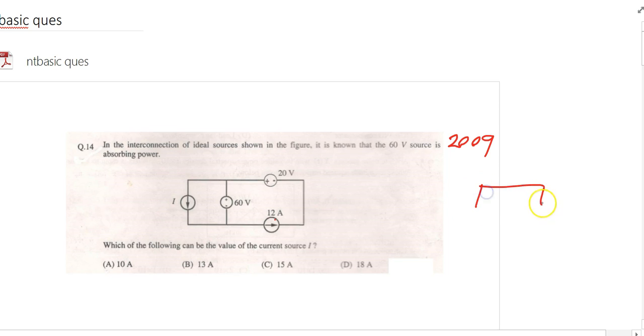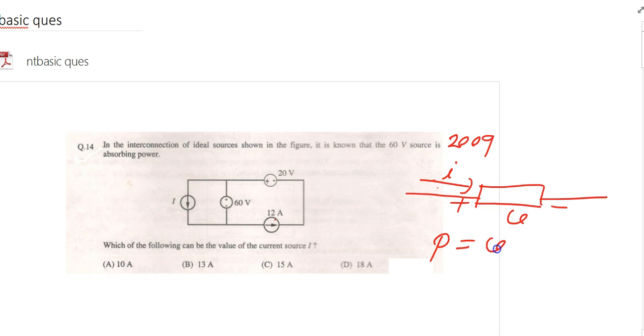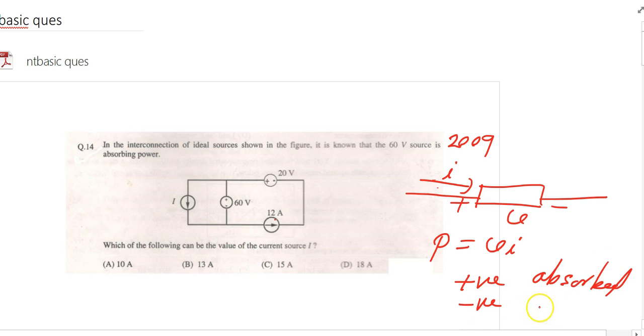So from the power conventions, we know for any element this is the positive voltage and this is the positive current. So P is calculated as V into I. If P is positive, power is absorbed. If P is negative, power is delivered. So in which case will P be negative? If this is the current, minus I. So in this case V into I will be negative.